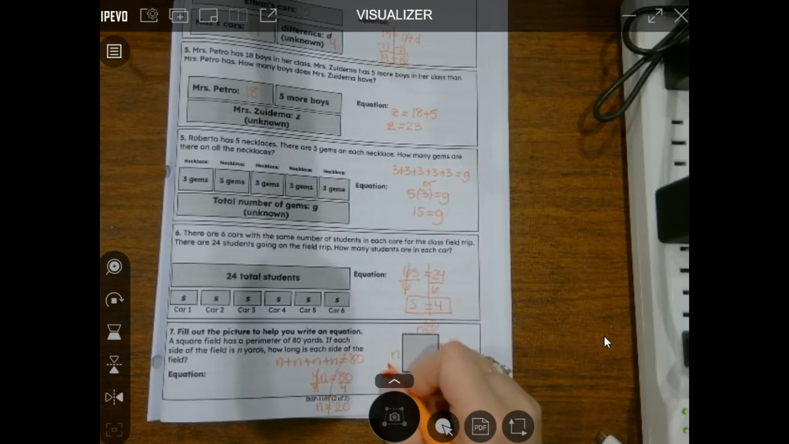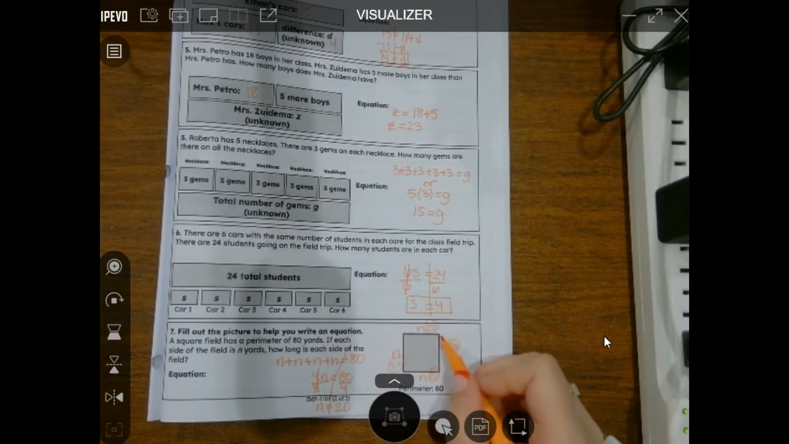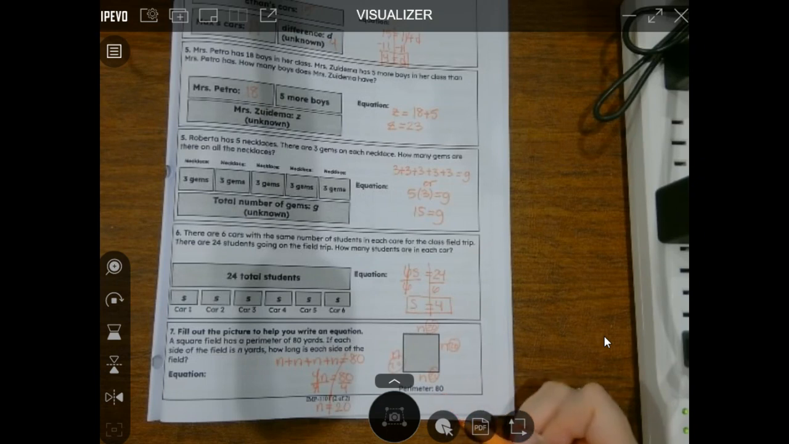Now, does that make sense? Okay, if 20 plus 20 plus 20 plus 20, does that equal 80? Well, yes, it does. Again, please always double check that your equations and math problems make sense instead of just moving on and accepting your answers.